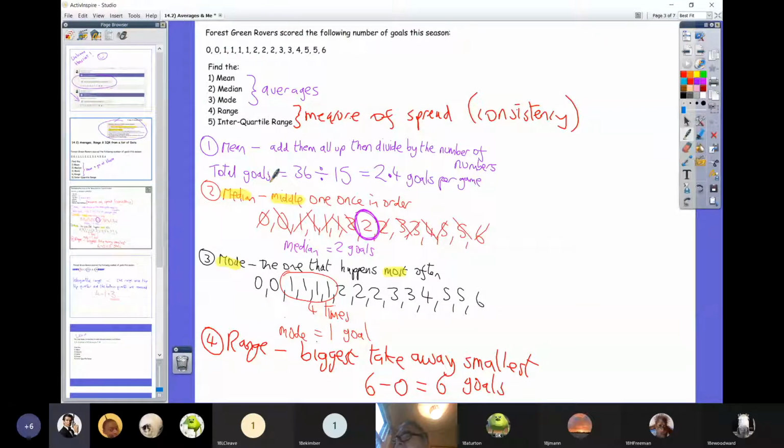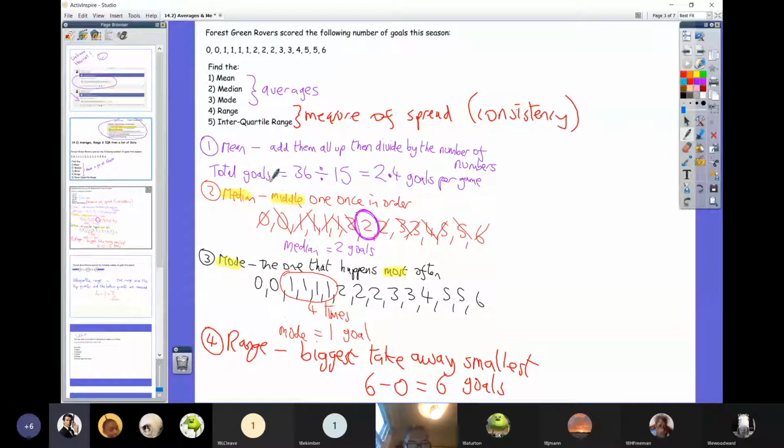Then for the median, I started off by putting them in order. Well, they're already in order. And then I just worked my way in, and I found that the middle number was a 2. So the median is 2 goals. Now the mode is the one that happens most often. You can see that the 1's cropped up 4 times. And then the range is the biggest number of goals, take away the smallest number of goals. The biggest number of goals is 6, the smallest is 0. 6 take away 0 is obviously 6 goals.